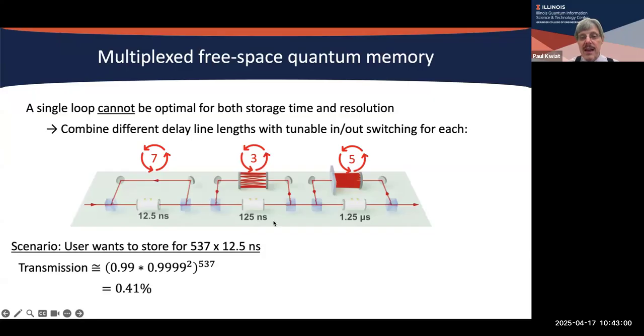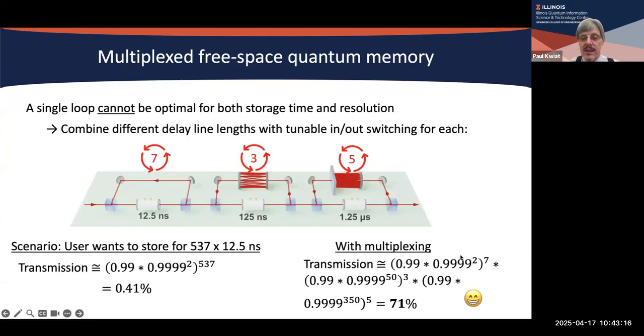And in that case, again, assuming that the mirrors have 4 nines reflectivity, so 99.99%, and again, assuming that we have this 99% transmission through the Pockels cell and polarizing beam splitters, now the net loss in this case, because I'm only going through the lossy elements, the Pockels cell and the polarizing beam splitters, only 7 plus 3 plus 5 times instead of 537 times, I end up with a net transmission of 70%, something like that. So that is obviously much, much more efficient.